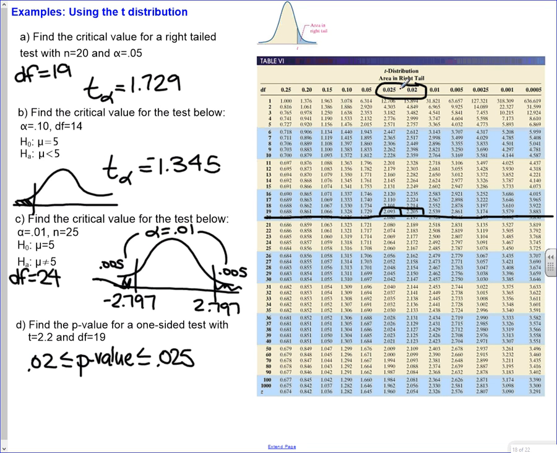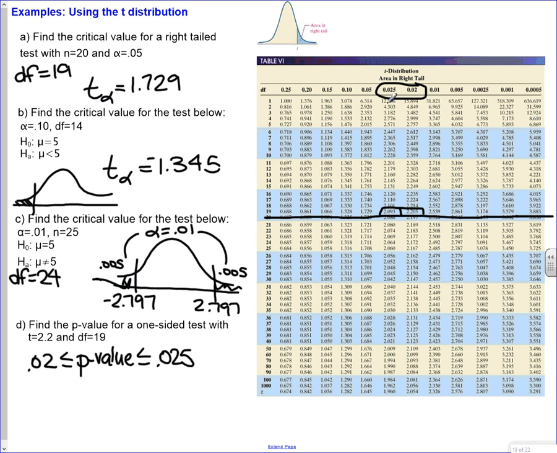So it's going to be probably a little bigger than 0.02 and smaller than 0.025. Okay, so that would still give you enough information. Like if we had an alpha of 0.05 and we're trying to decide are we going to reject or not, we would still reject whether the p-value is 0.02 or 0.025, right?